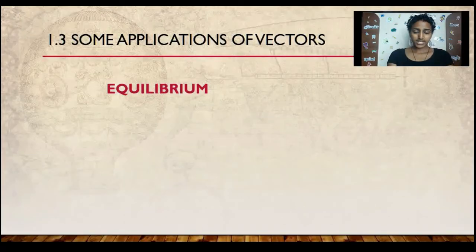So this subunit is called Some Applications of Vectors. It's really brief and it just gives you a general understanding of where we would use vectors. We've gone through all the ways that you can manipulate them, but where do we actually use them? One key way to use a vector is in this physics concept known as equilibrium.